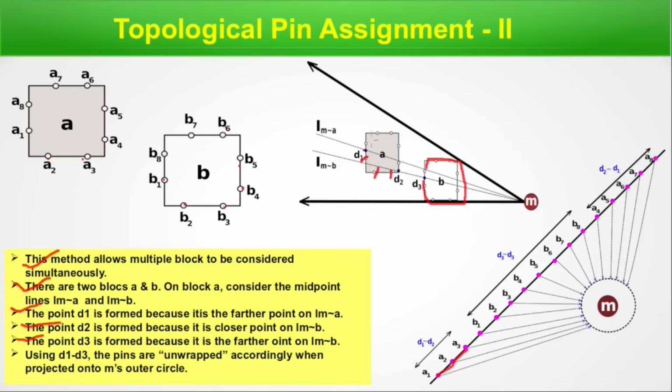Now D2 to D1. So D2 to D1 means these pins. That is A4, A5, A6, A7, A8. This way. They are projected on this inner circle. So that is topological pin assignment. We are done with this slide. We will move to the next slide.